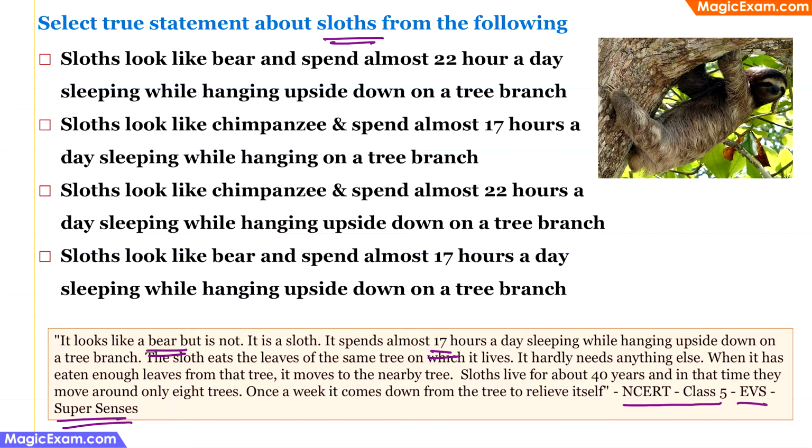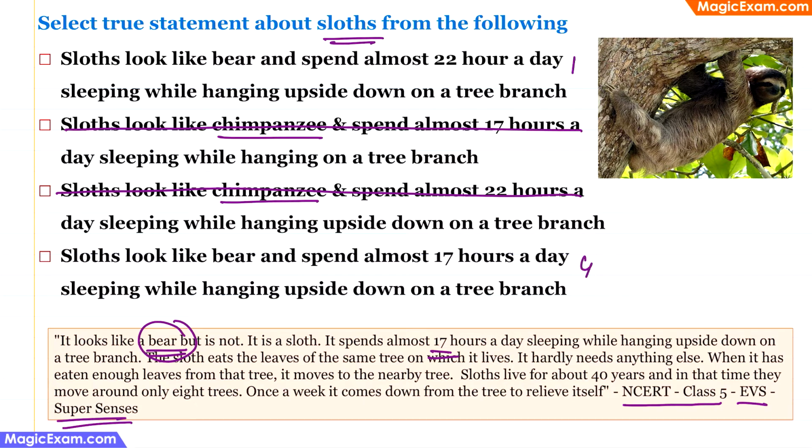Now, since it is saying that it looks like a bear, and we see that the second option says chimpanzee, this option is incorrect. And the third option is also talking about chimpanzee. Therefore, this also can be eliminated. Now, we have two options: option number 1 and option number 4.